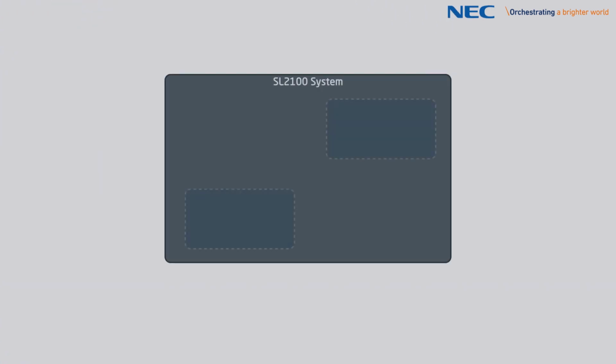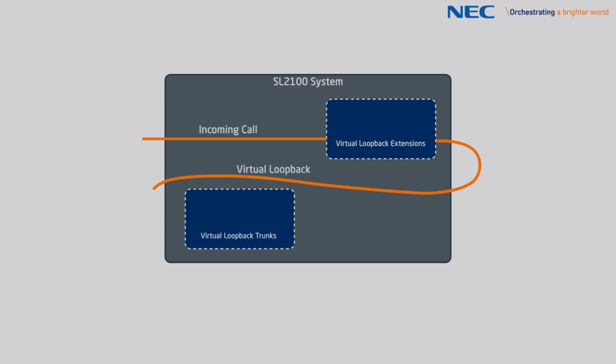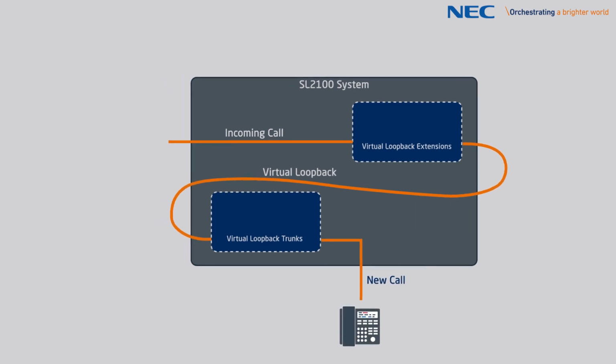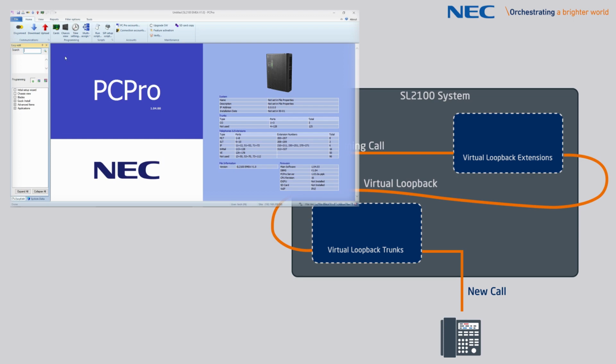Virtual loopbacks are trunk and extension channels within the SL2100 that do not require any physical hardware to be installed. A call presented to a virtual extension channel will automatically route to the corresponding virtual trunk channel and will be presented as a new incoming trunk call. They can be viewed within PC Pro and configured as per physical trunks and extensions.